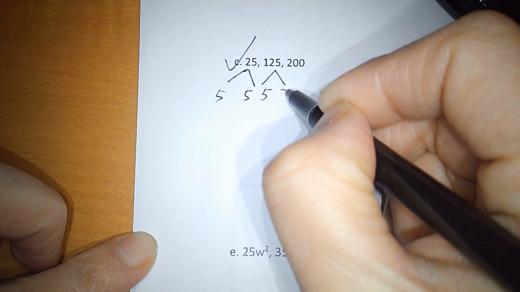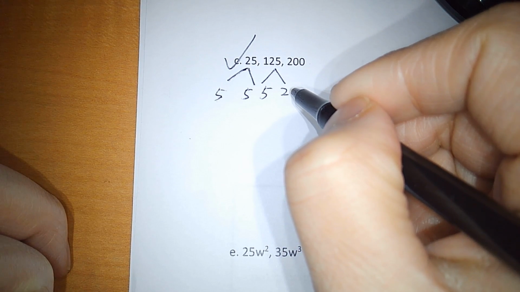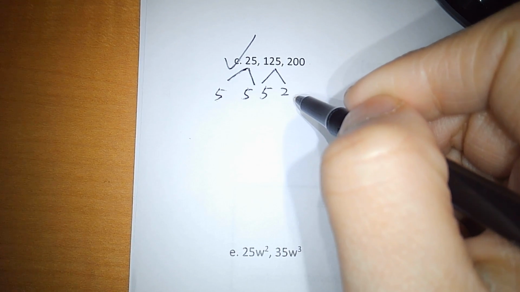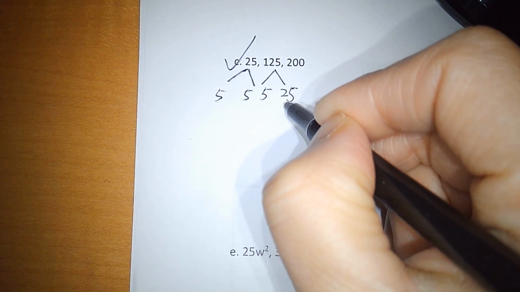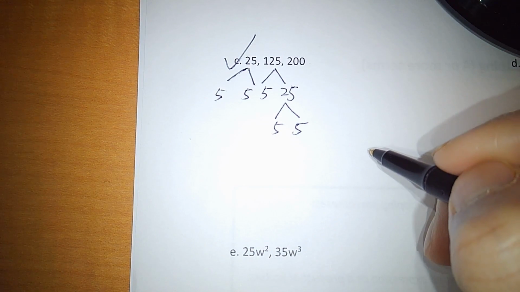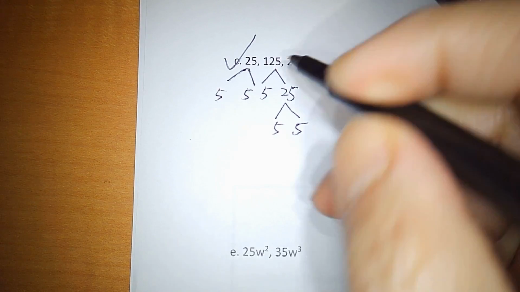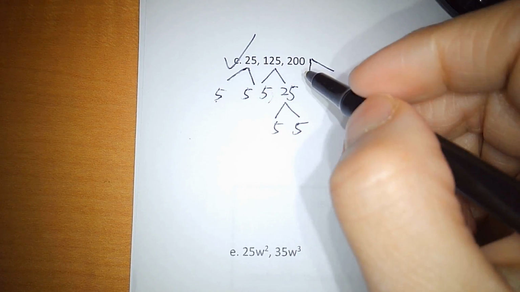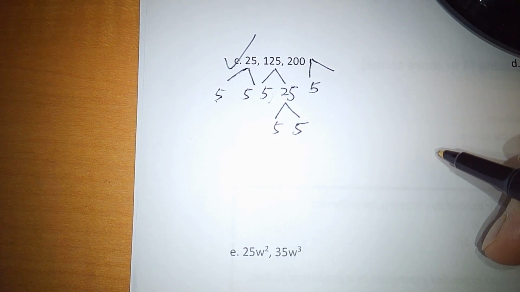5 times by what? Actually, let's use a calculator. 125 divided by 5 is 25. So can we keep on factoring 25? Yes, 5 times 5, right? And then for 200, see? Everybody has a common factor 5 from the 125. How about we factor 200 to be 5 times something?